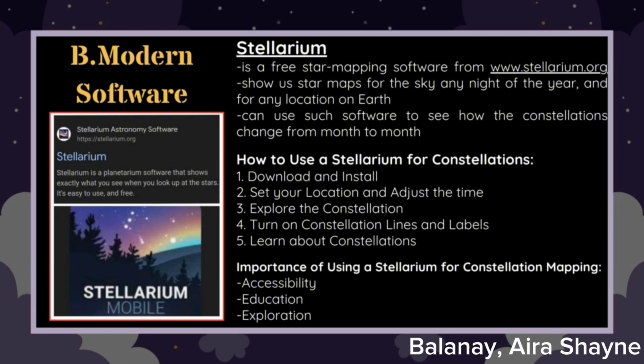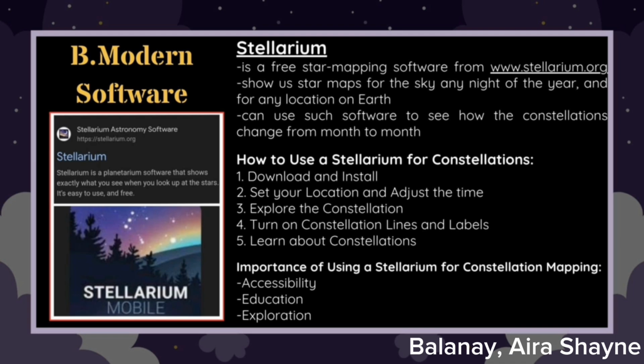Now, how to use Stellarium for constellations. First is to download and install. Let's visit the Stellarium website and download the software for your operating system. Next is to set your location and adjust the time. After installation, open the program and input your location. This ensures the star maps are accurate for your geographic area.